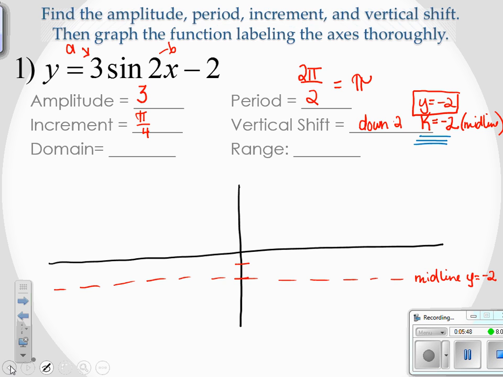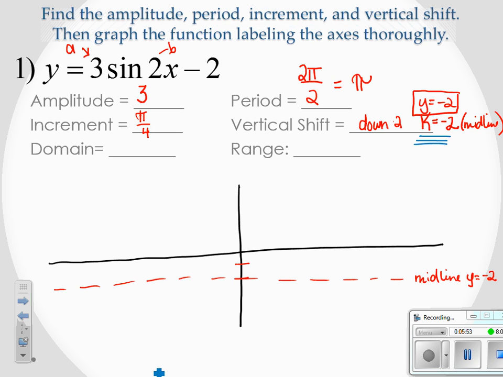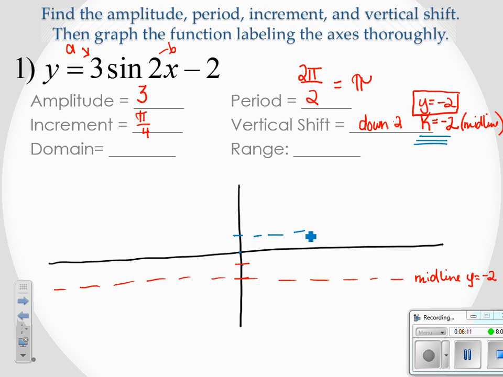Okay. And now I'm going to get my blue color and do my amplitude. Now this is kind of different because I'm not going 3 up from 0 and 3 down from 0. You must do the amplitude from the midline. So 3 up from the midline would be 1, 2, and that would be at 1. So at 1 is my new high points. This is where my high points will be. And then the lowest points of your graph will be 3 down from negative 2.